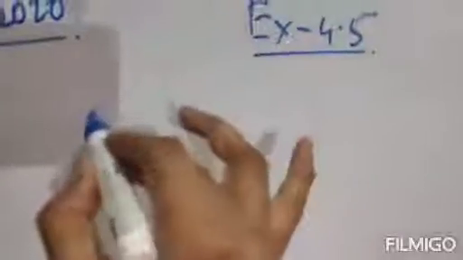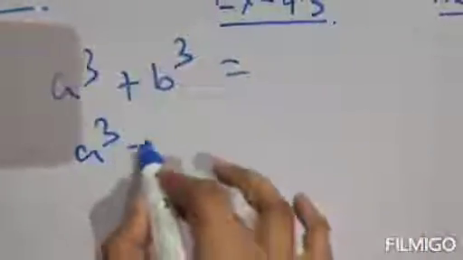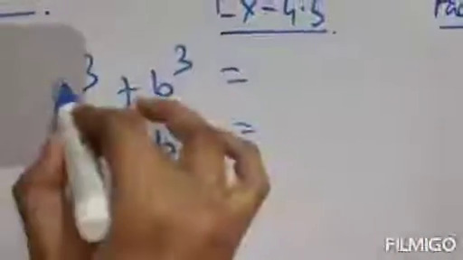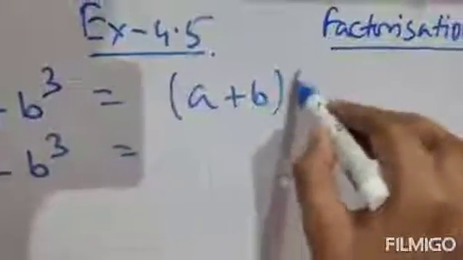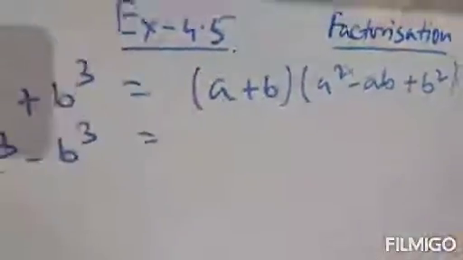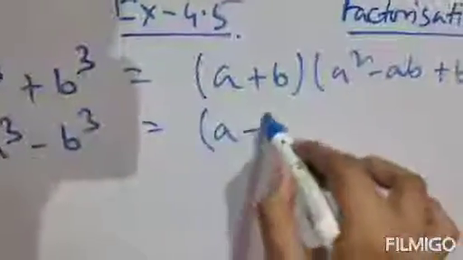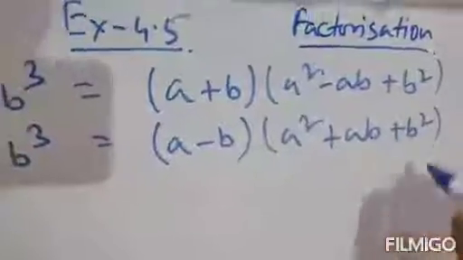Before we can start exercise 4.5, there are two formulas. One is a to the power 3 plus b to the power 3, and one is a to the power 3 minus b to the power 3. Clear? So a cubed plus b cubed is a plus b into a square minus ab plus b square, and a cubed minus b cubed is a minus b into a square plus ab plus b square.